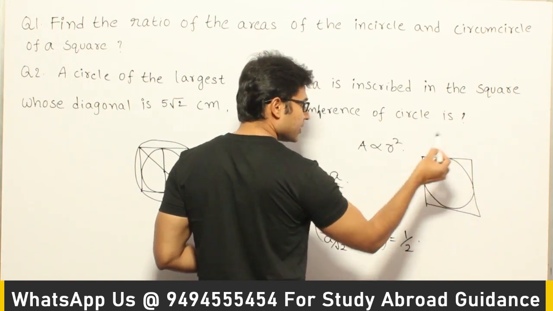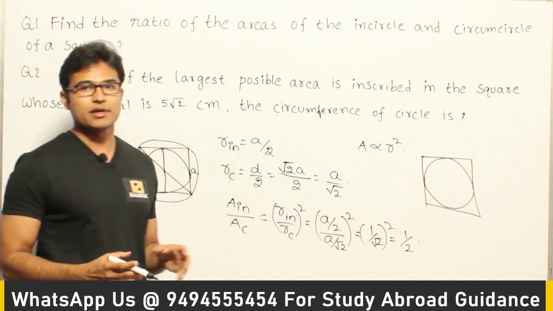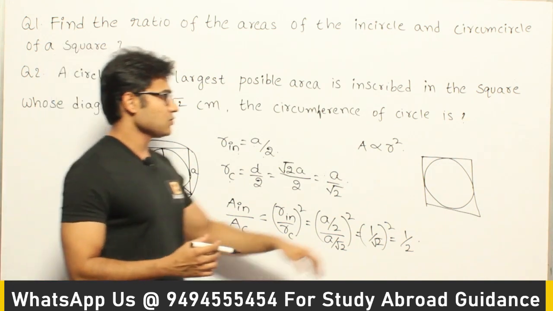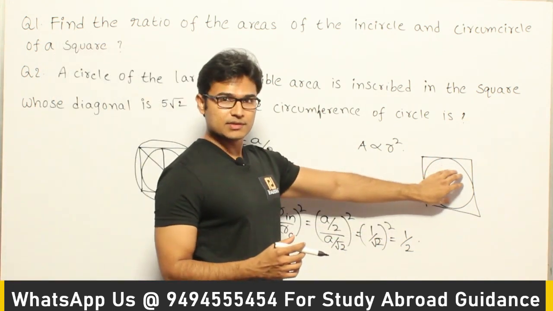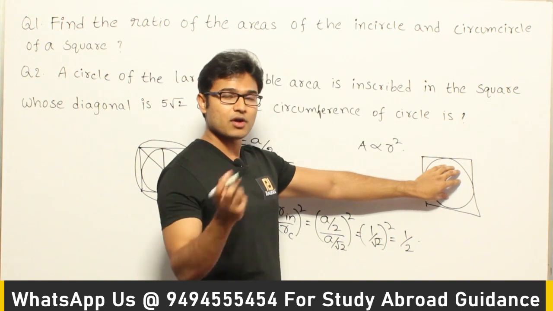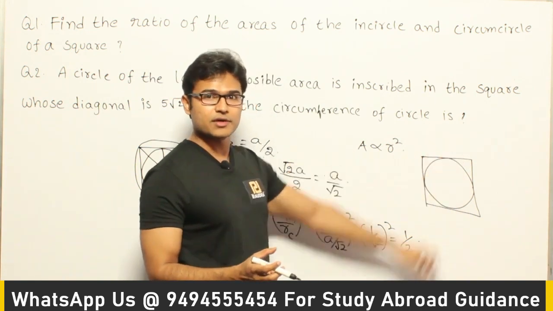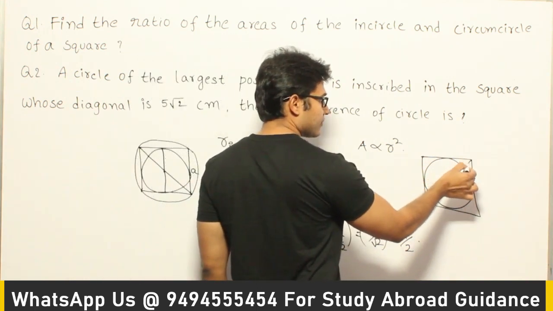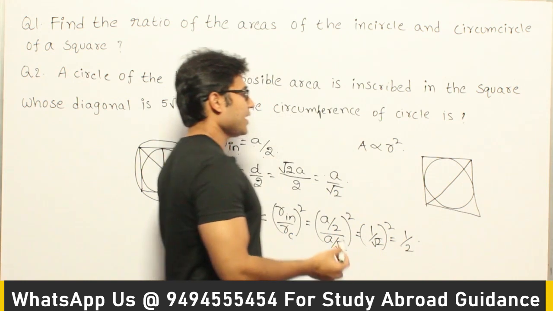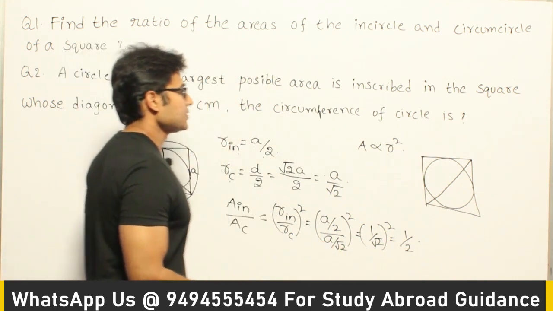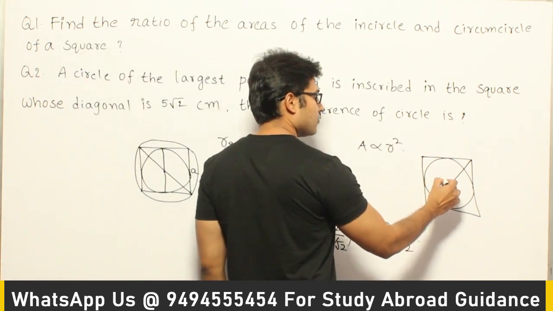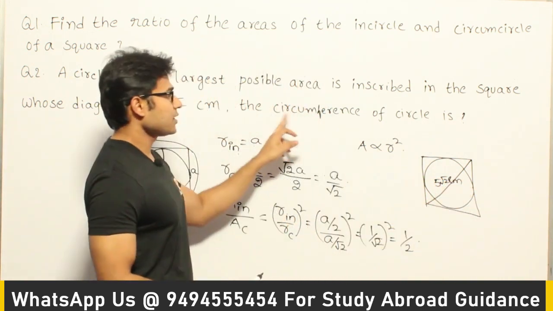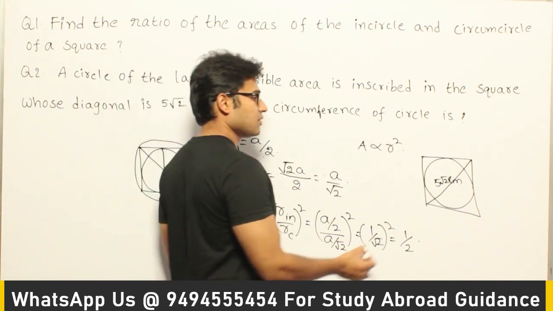the largest possible area. So if it has to have the largest possible area, then you should blow up the circle till it touches all the sides, right? And so it becomes the incircle. Now this is the incircle, which is also a circle which is having the largest possible area, which can be inscribed inside a square. Now they are saying that the diagonal of this square is 5 root 2 centimeters, right? And now we are supposed to find out the circumference of the circle. How can we find out the circumference of the circle?